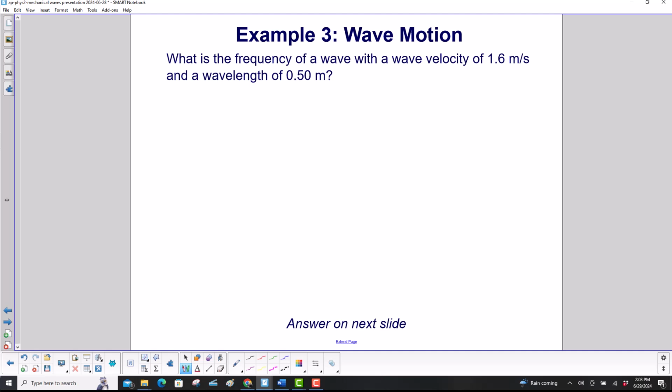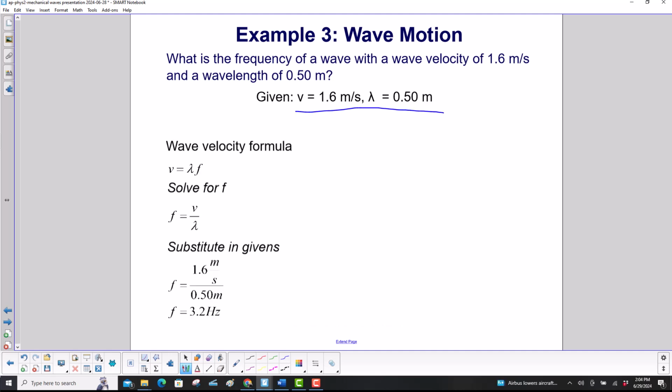Or another way of showing that is second inverse. What is the frequency of a wave with a wave velocity of 1.6 meters per second and a wavelength of 0.50 meters? We have velocity and wavelength. We start with the wave velocity formula, but we're trying to solve for f. So we divide both sides by lambda. We get frequency is v over lambda. So we have meters per second divided by meters, and that will give us units of 1 over seconds, or hertz. So our answer is 3.2 hertz.